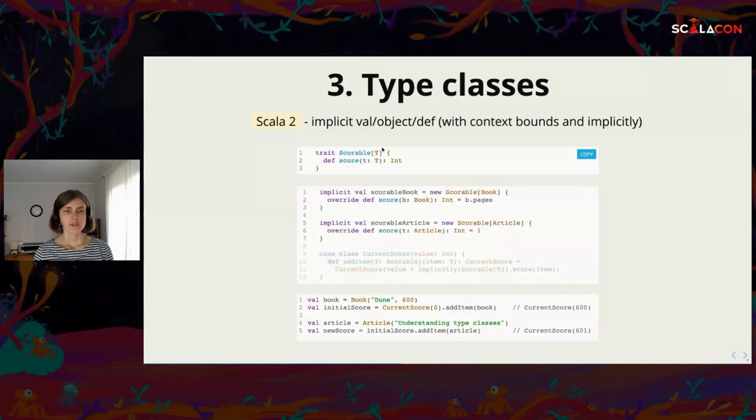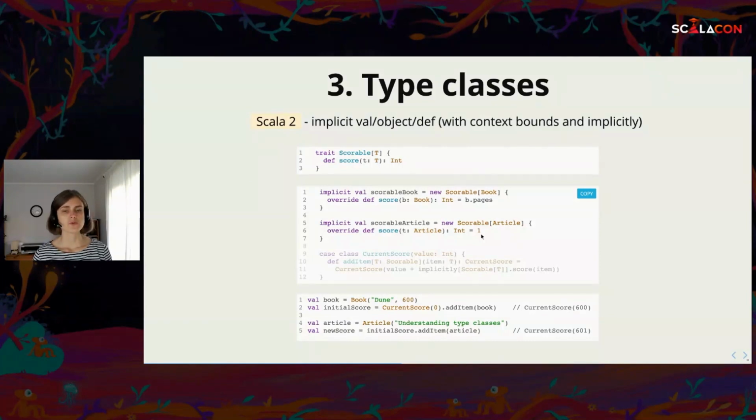And the way we use it is we have to define an implementation of this trait, so an implementation of the type class for each of the types, for book and for article. So you have a Scorable parameterized by the Book type, and the definition for the book is to return the number of pages. And you have the Scorable behavior or trait implemented in the type class parameterized by the Article type, in which the implementation is always worth 1 point.